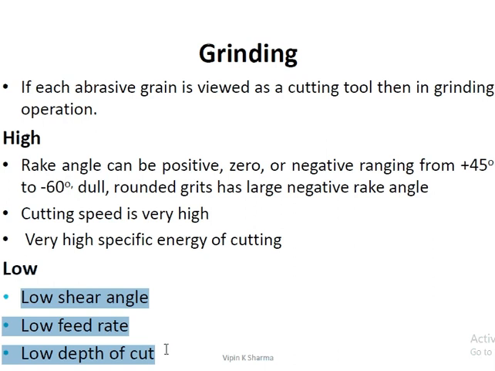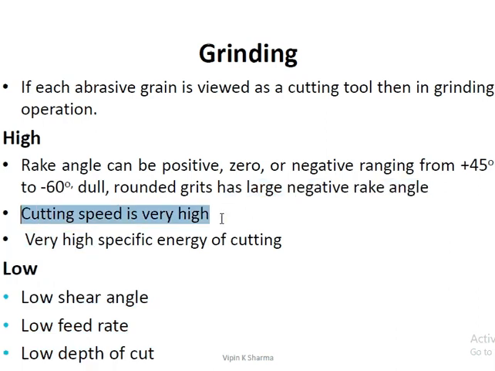So in grinding, the grits could have rake angle. They could have positive, zero, or negative rake angle. As shown in this diagram, some of the grits have zero rake angle, some have negative rake angle, some have positive rake angle. So these grits could have negative, positive or zero rake angle as well.